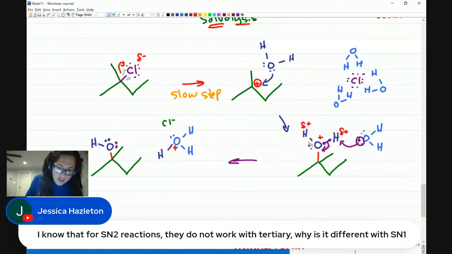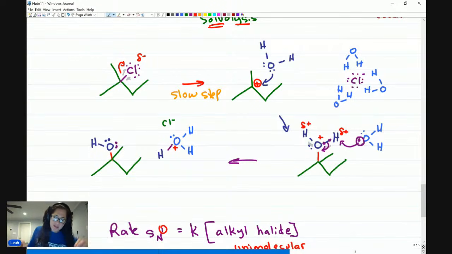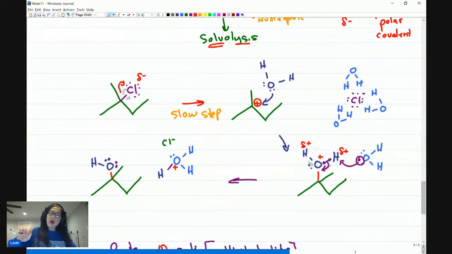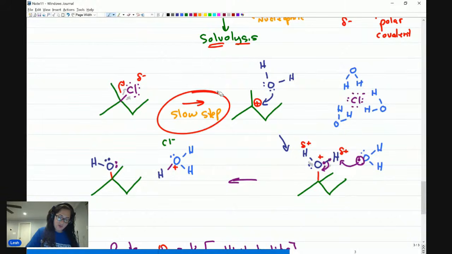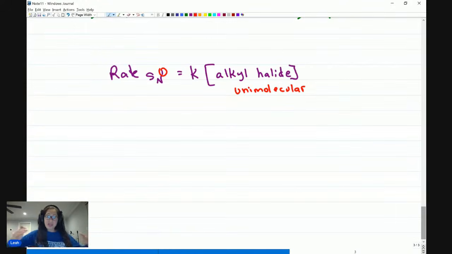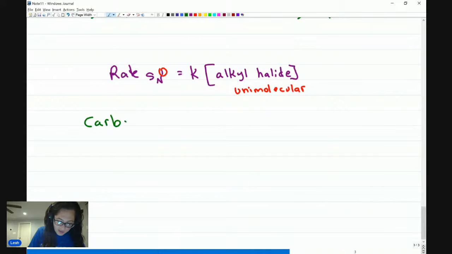Question. I know that for SN2, they do not work with tertiary. Why is this different with SN1? Jessica, that is an absolutely amazing question. I want to go back to carbocation stability. And also, I challenge you not to memorize that rule. I want you to understand it. The slow step of this reaction was all about the carbocation forming. And that means if I can form a carbocation, then I can have an intermediate, the water can attack, the deprotonation can happen, the reaction can happen. And so we have to look at carbocation stability to understand how fast this reaction will go.